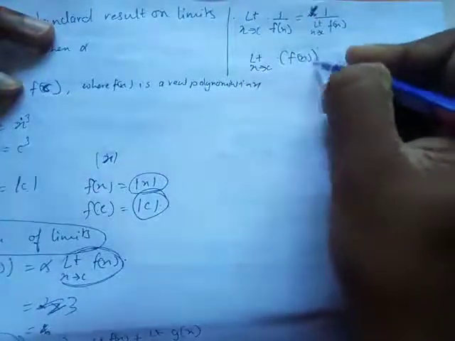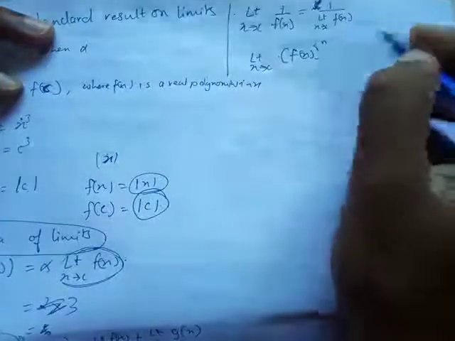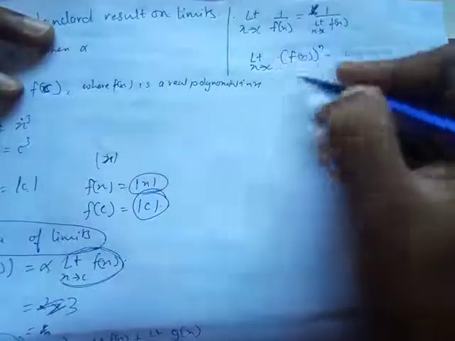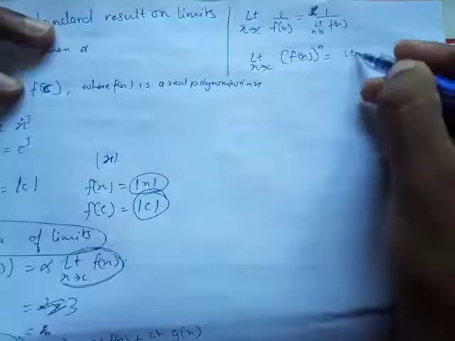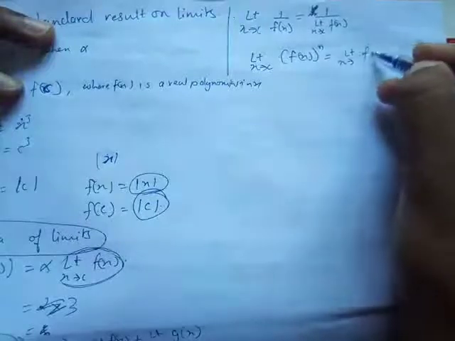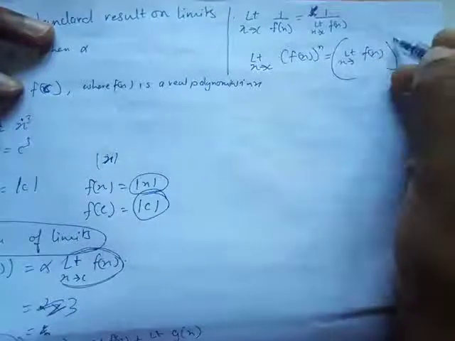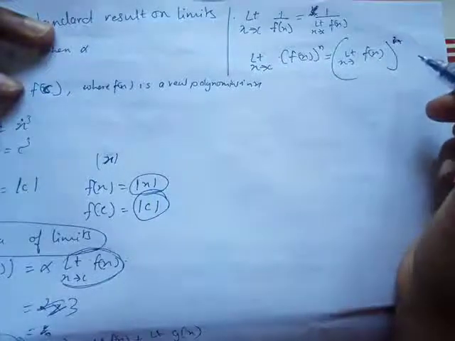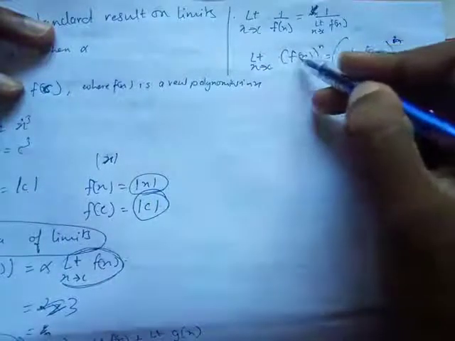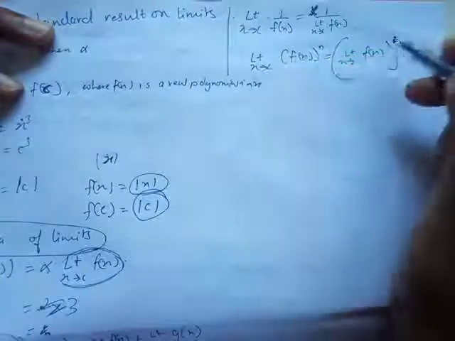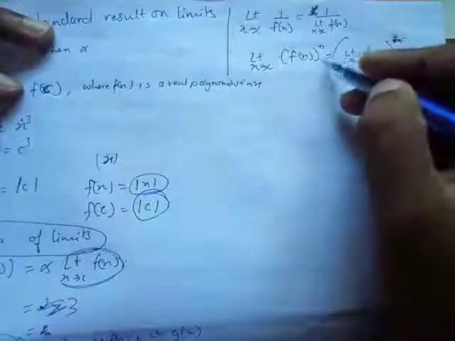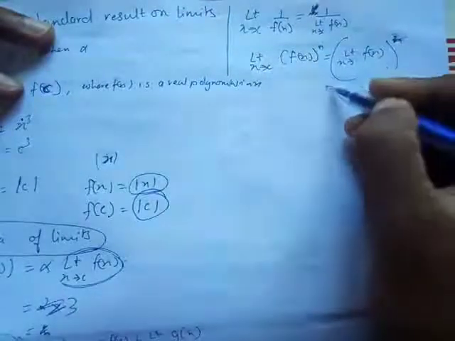The second one is limit x tends to c of f(x) to the power n. Remember this. I can first find the limit of the function, limit x tends to c of f(x), and then apply the power, whatever the power is, n or 2 or 3. Just keep this in mind. You don't have to place the power and then find the limit. You can place the power outside and find the limit first.